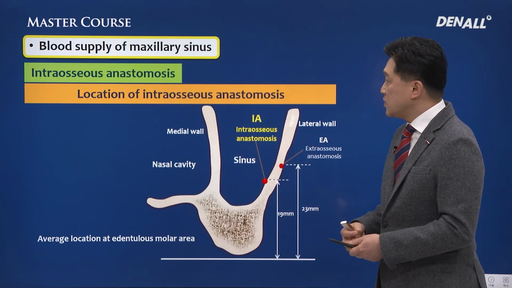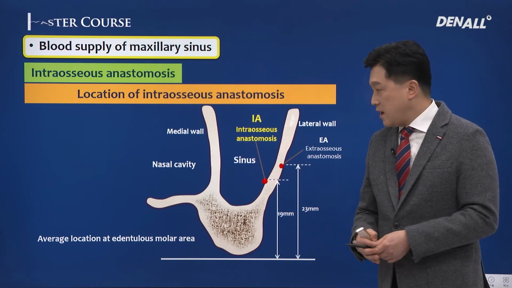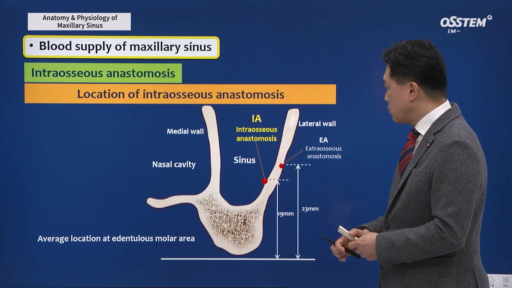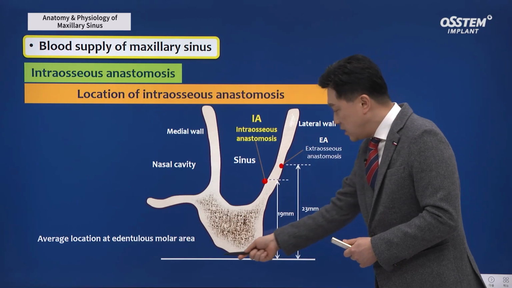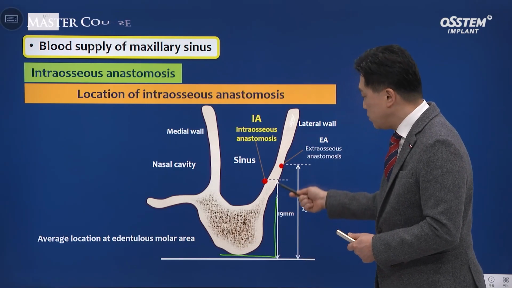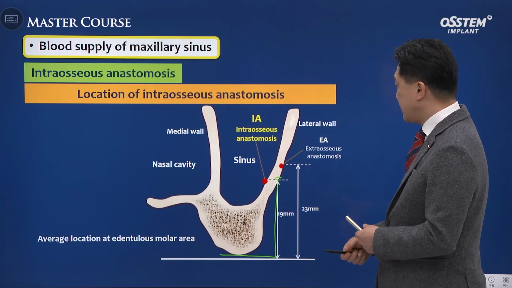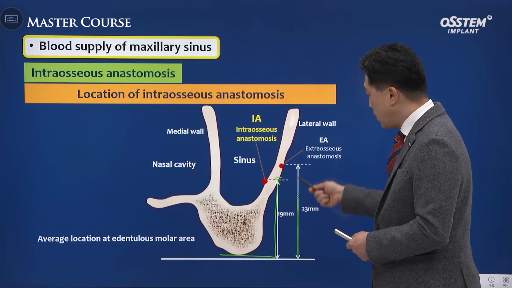Where is the intraosseous anastomosis artery? There are a lot of variations, but on average, it is 19 millimeters superior to the edentulous molar area. And the extraosseous anastomosis artery is 2 millimeters more superior.